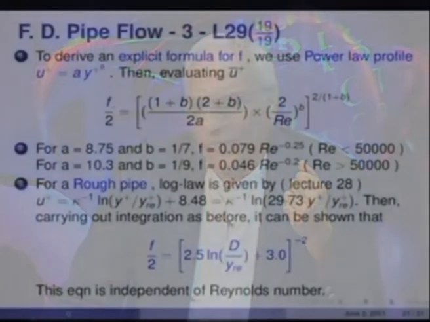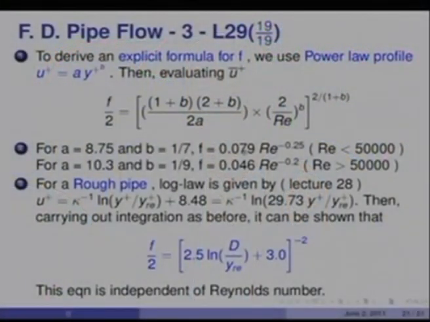If you wanted to derive the explicit form of the friction factor relationship, like for example, this or this, then you use the power law instead of the log law. Then again, if you evaluate u bar plus, it will integrate like this. What I mean is u plus equal to a y plus raised to b. Then if I take a equal to 8.75 and b equal to 1 by 7, it predicts this expression, which we routinely use for Reynolds number less than 50,000. And if I use a equal to 10.3 and b equal to 1 by 9, then it will predict this expression, which we routinely use for Reynolds number greater than 50,000.